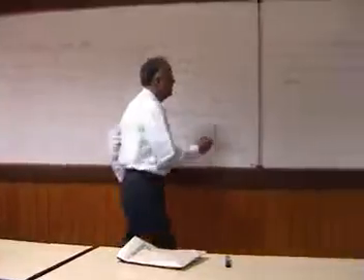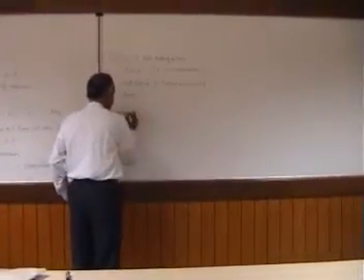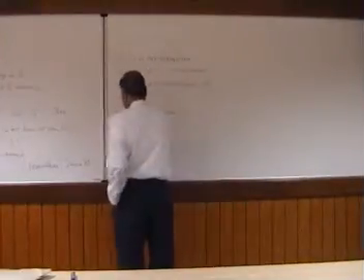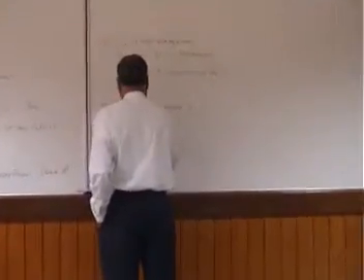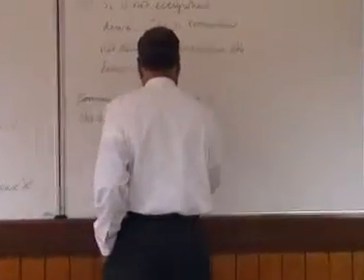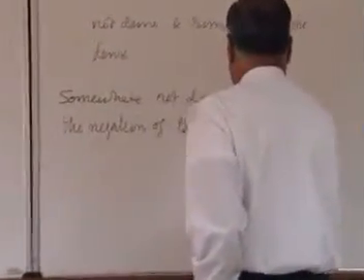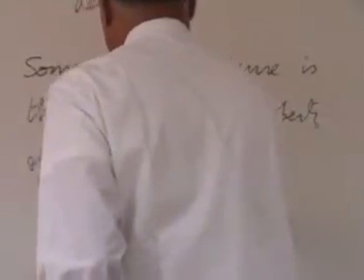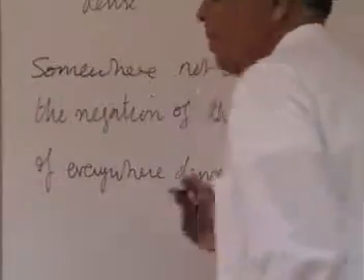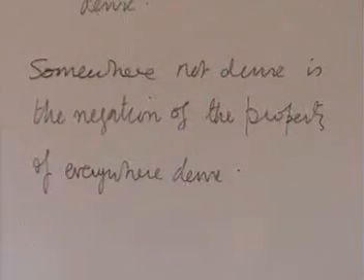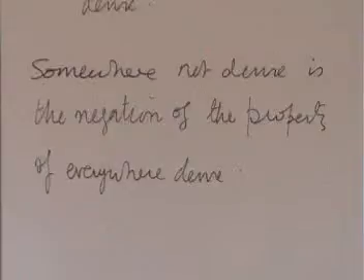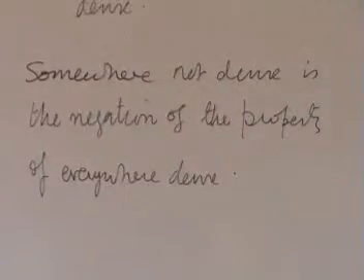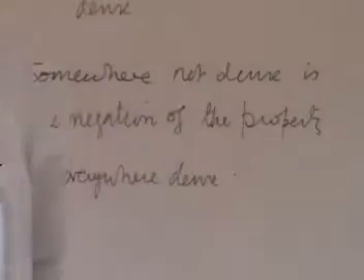So this somewhere not dense is the negation of the property of everywhere dense. After all, if it's raining everywhere, what is the negation? Somewhere it's not raining, that's all. It is not that everywhere it is not raining. We should be very careful, that's a very strong negation actually.